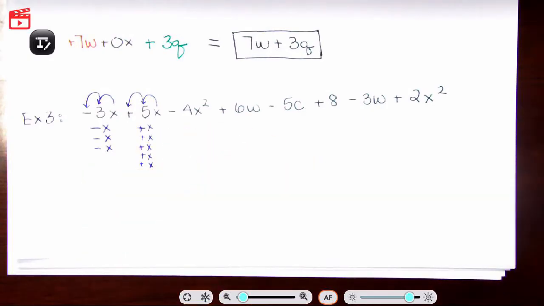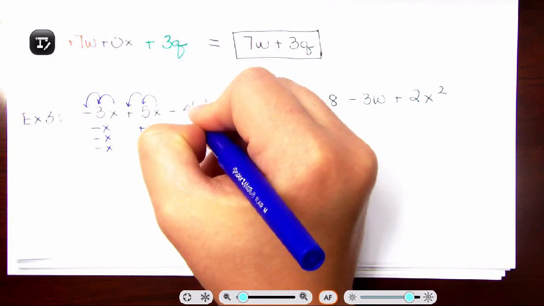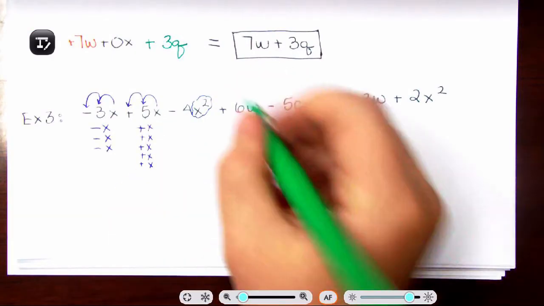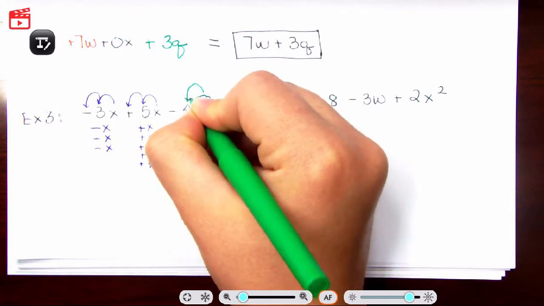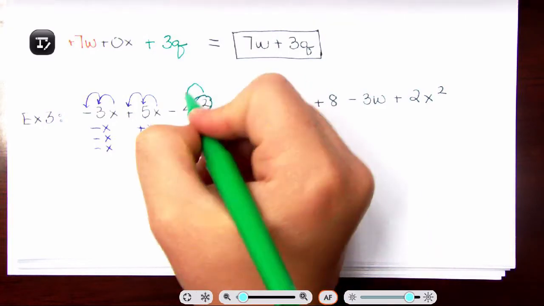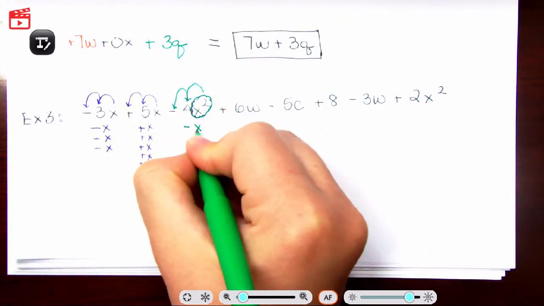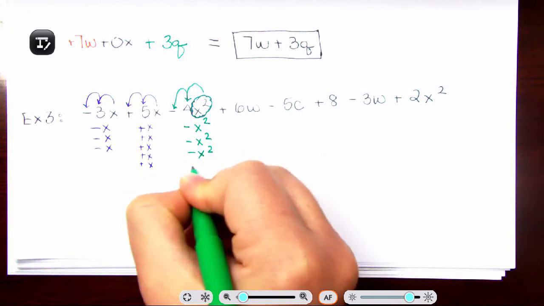This is where it gets a little different. I have x squared. How many x squareds do I have? 4. What's the sign? Minus. So what I have is minus x squared, 4 times.